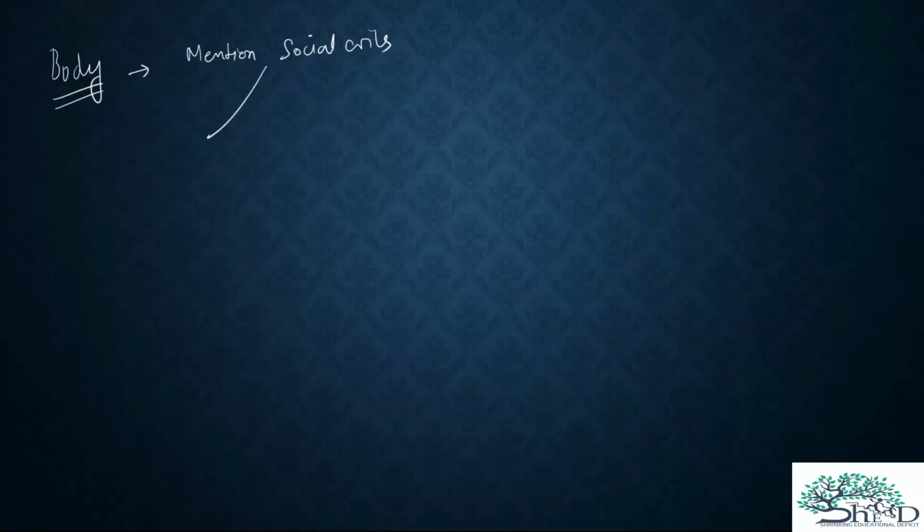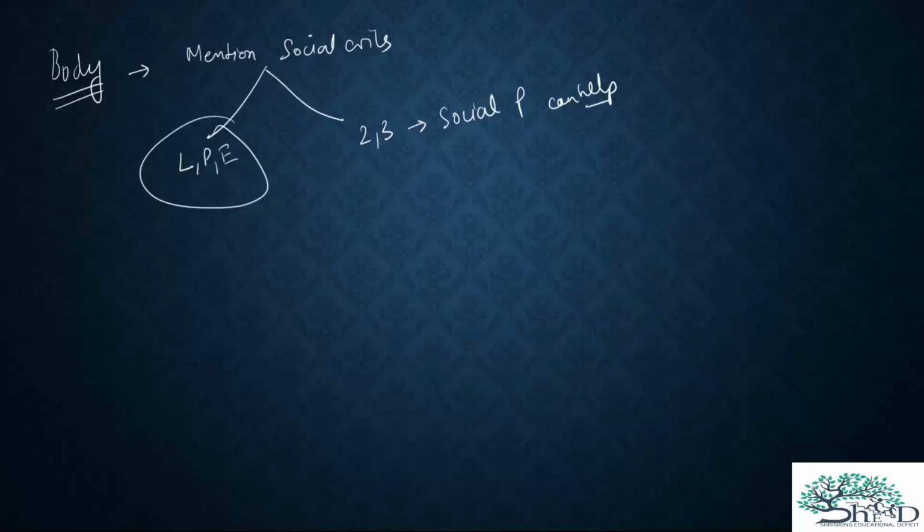Okay, but after that you can use the Aristotle method of logos, pathos, ethos. Or you can take 2-3 social evils and then tell how social persuasion can help. I am going to use this because it is a much more organized and structured way. As I said, please organize your answer.